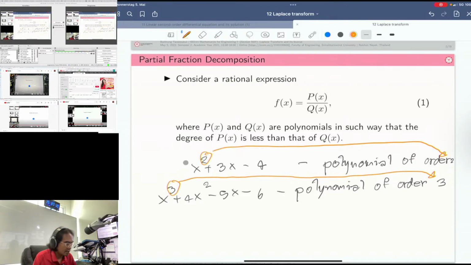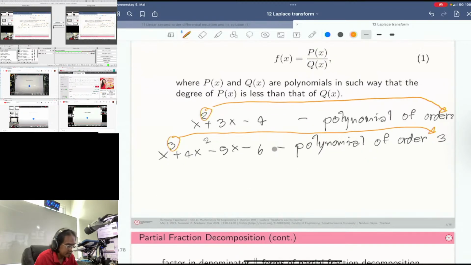Okay, and P(x) should have an order less than Q(x). The power of x here should be less than the power of x underneath. All right.